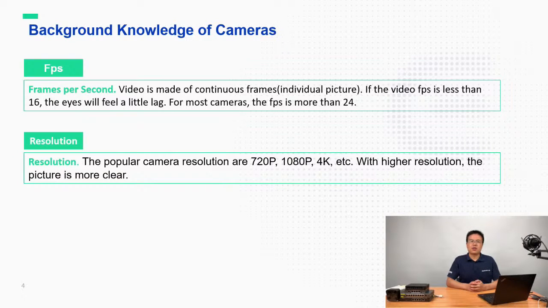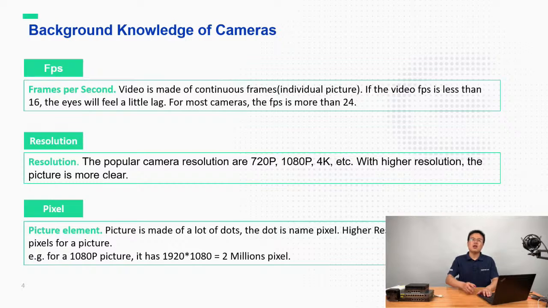The next is the resolution. The popular camera resolutions are 720p and 1080p and 4K and so on. With higher resolution, the picture is more clear, and the video is more clear also. The last term is pixel. Pixel means picture element. Higher resolution means more pixels for a picture, and for video they are the same. For example, a 1080p picture has 2 million pixels.